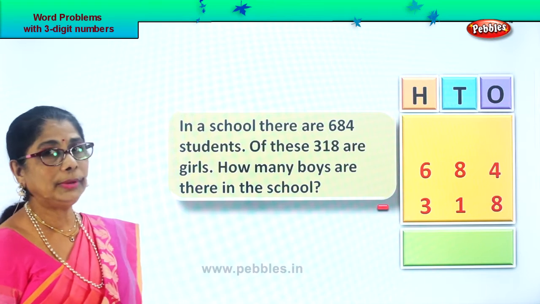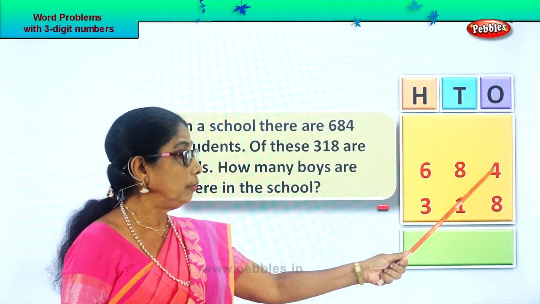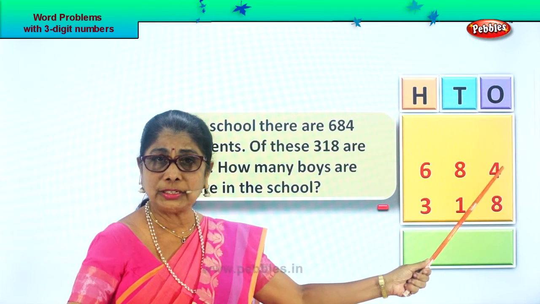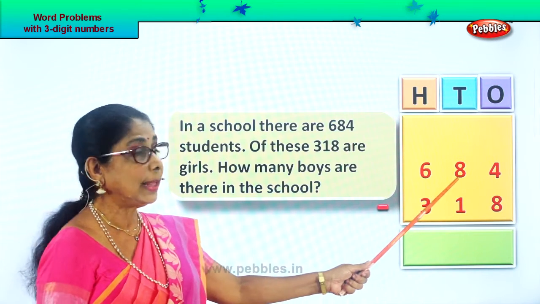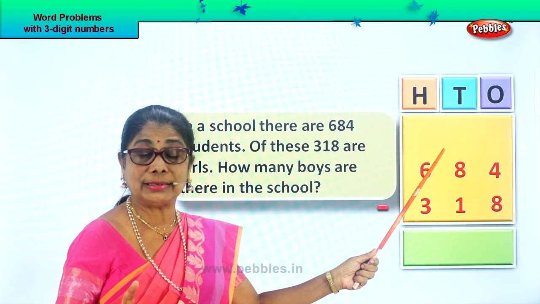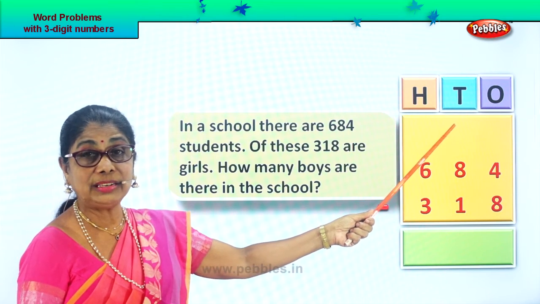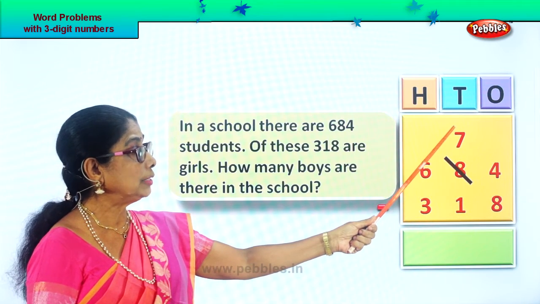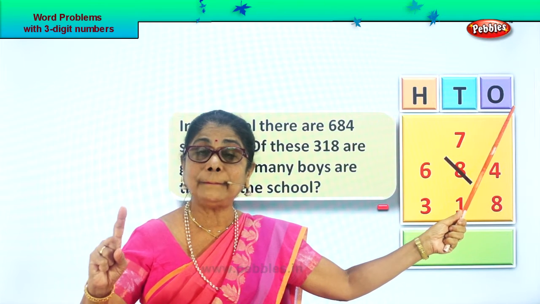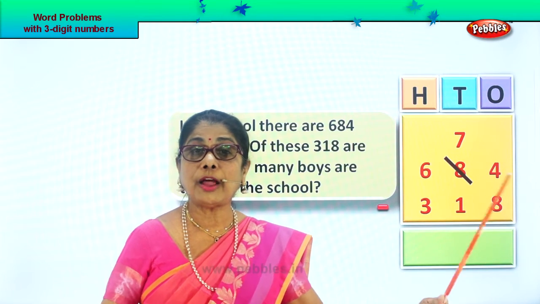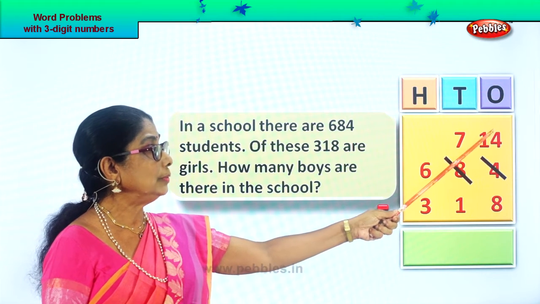Now we're going to find out how many boys are there in the school. Let's work out the sum. We have 4 ones and 8 ones. 4 ones minus 8 ones can't be done. Let's borrow 1 from the tens place. In the tens place, we have 8 tens. If you take away 1 ten, you are left with 7 tens. So we put 7 tens here. We take 1 ten to the ones place. So 1 ten becomes 10 ones plus 4 ones, 14 ones.